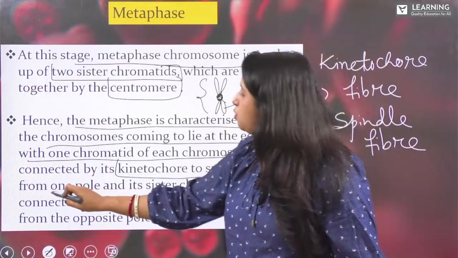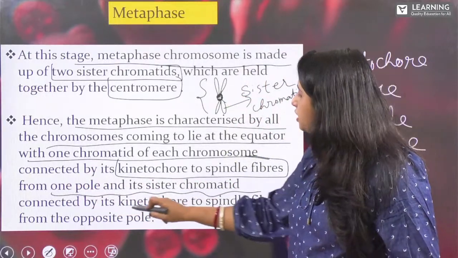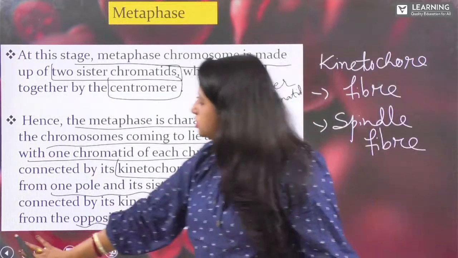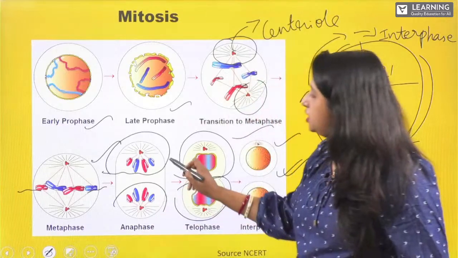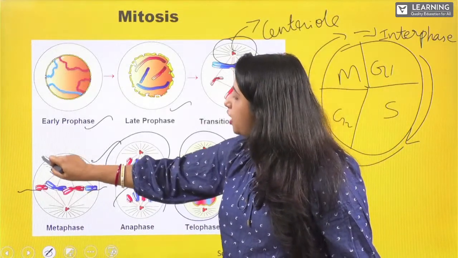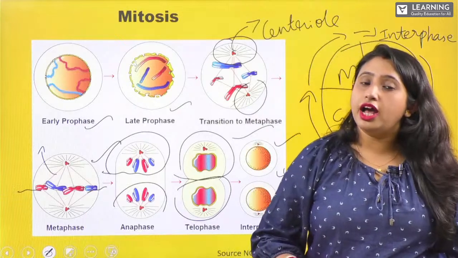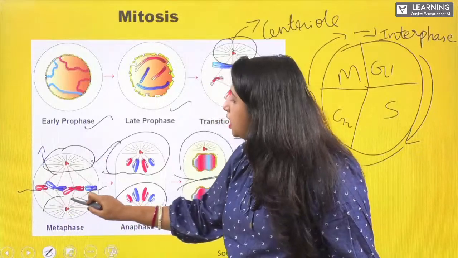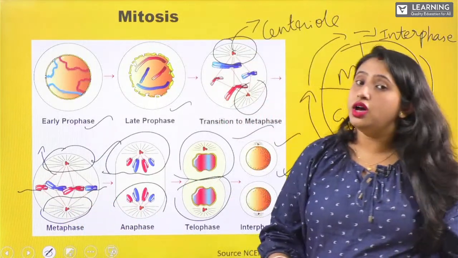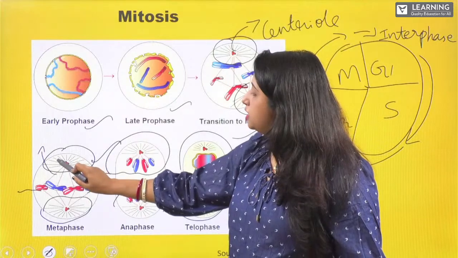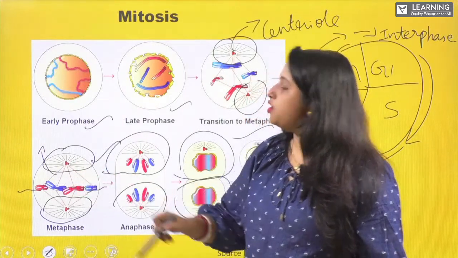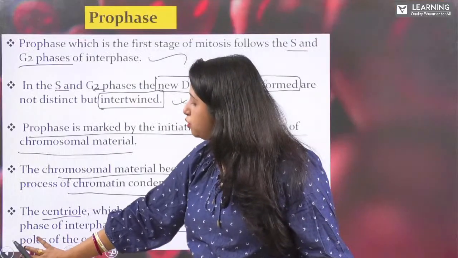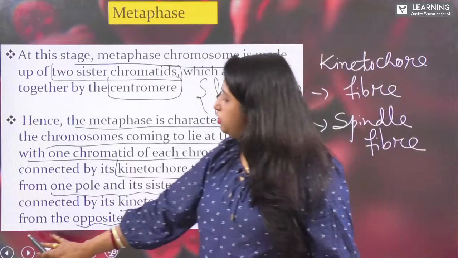Next, each chromosome's sister chromatid is connected by its kinetochore to the spindle poles, one from one pole and the other from the opposite pole. As you can see in this diagram, these fibers are helping the chromosomes to connect. One is at one pole, another is at the other pole. These are the kinetochore fibers and this is the spindle fiber. These fibers help in the connection of the chromosomes, lying at the opposite poles. So this is all about the metaphase.